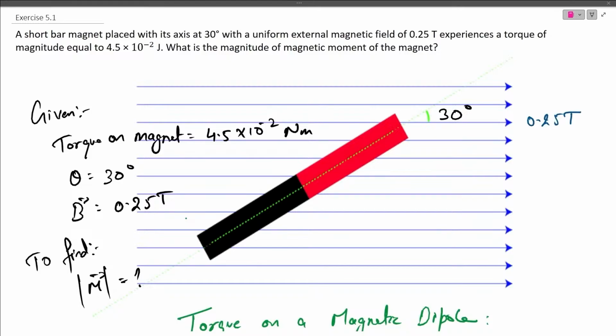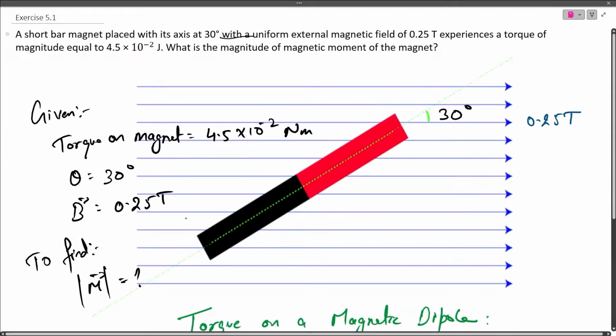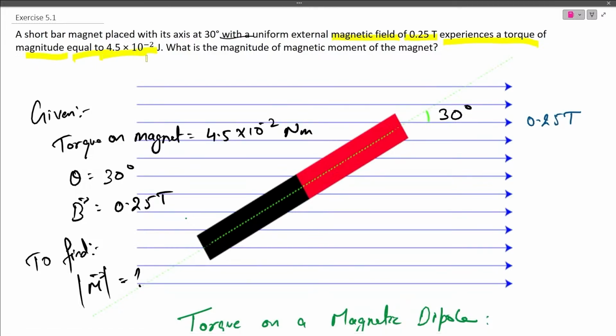The question says that a short bar magnet placed with its axis at 30 degrees with a uniform external magnetic field of 0.25 Tesla experiences a torque of magnitude equal to 4.5 × 10^-2 joule. What is the magnitude of magnetic moment of the magnet?